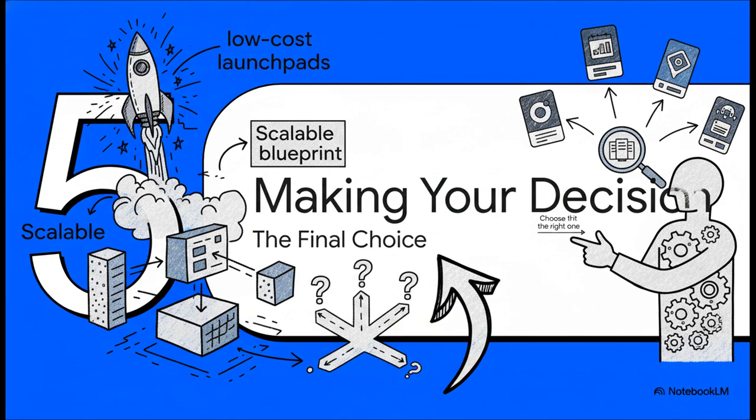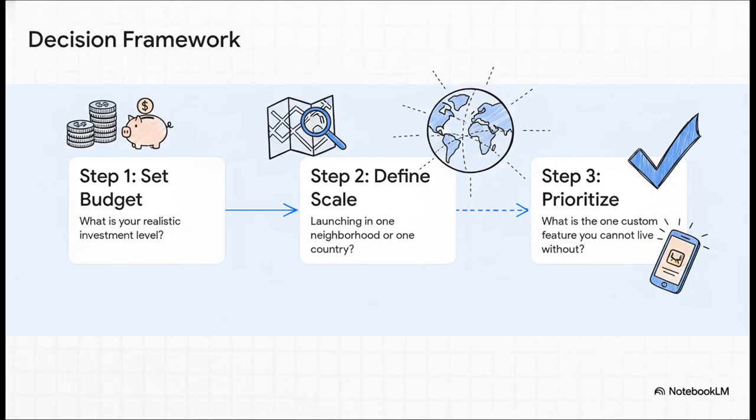All right, we have covered a lot of ground. We've laid out the entire landscape, right from the super low-cost launch pads to the big scalable blueprints all the way to the custom-fit specialists. So we're at the final section, and it's the biggest question of all. How in the world do you choose the right one for your business? Honestly, it all comes down to this really simple 3-step framework. You just have to ask yourself 3 questions.